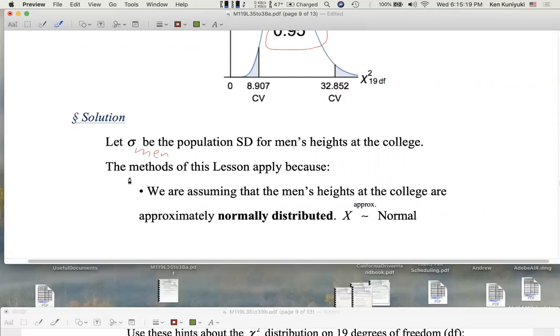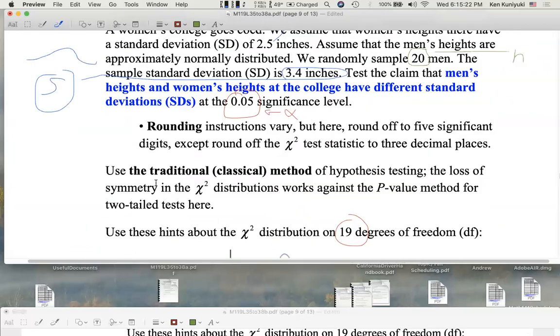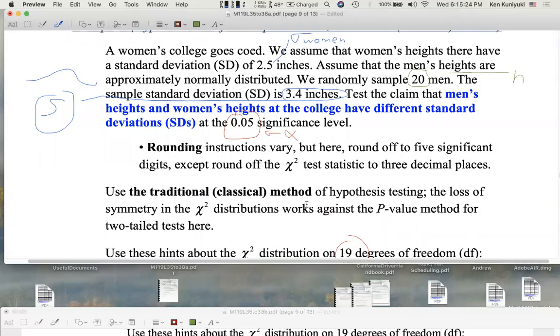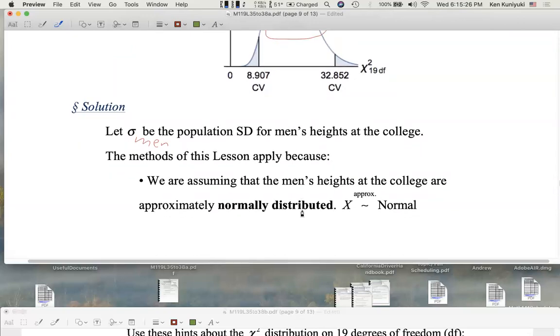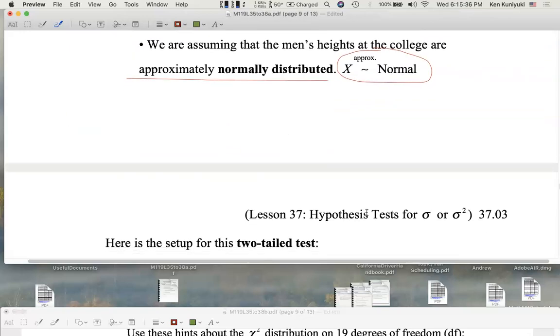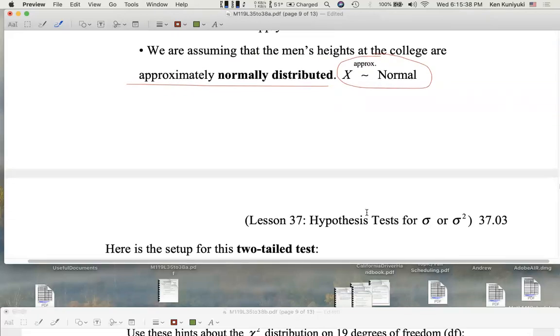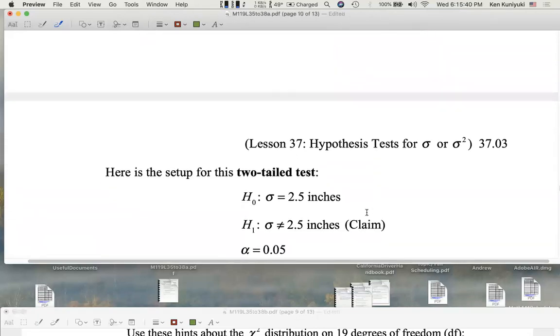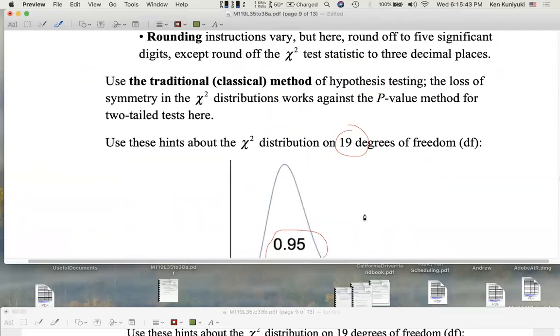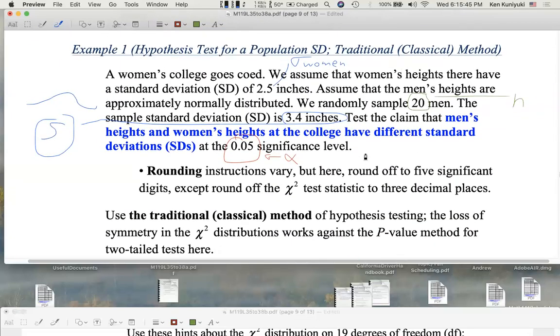Okay, the methods of this lesson apply because remember, we assumed that the men had about a normal distribution. Or at least you accept that, right? Maybe you assume that and say in your paper, let's assume a normal distribution, roughly. Or not too roughly, but close enough. Here is the setup. All right, let's talk about this. Test the claim that men's heights and women's heights at the college have different standard deviations.